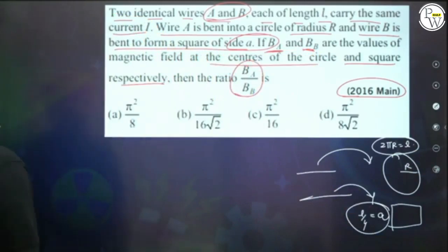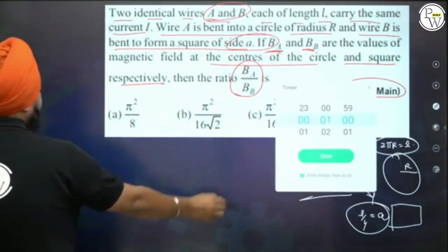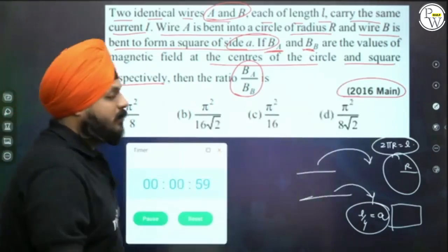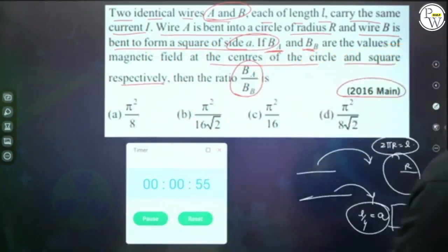Right. So let's give you all a minute. I have given the hint. This is a bit lengthy question. 15 seconds remaining. Come on, everyone.